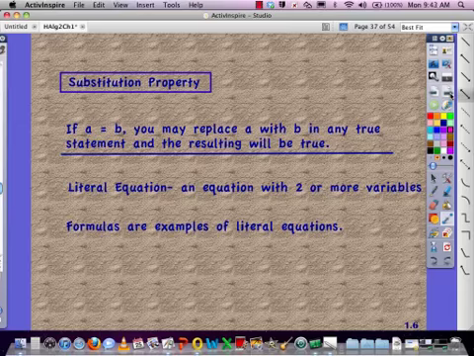Another vocabulary word that's used in this section is a literal equation. A literal equation is just an equation with two or more variables in it. The examples you're going to see will be formulas. Formulas are examples of literal equations that you've worked with in the past.